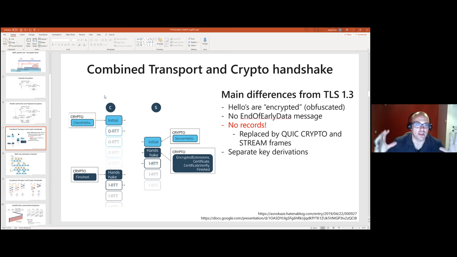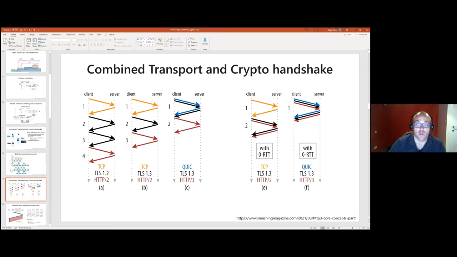So they basically combine this into a single round trip, which is very nice, compared to a state-of-the-art TCP and TLS stack. So TCP with TLS 1.3 and HTTP/2 then, it saves a full round trip, basically. And so that's one aspect.